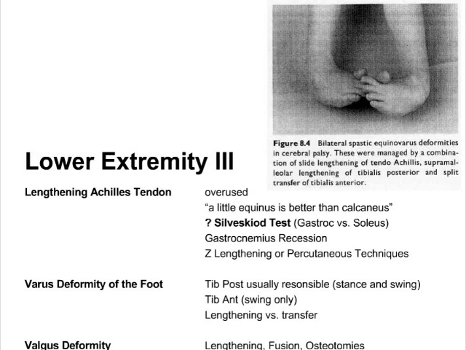Varus deformity of the foot is far more common than a valgus deformity, and it's tib post that's usually responsible for this. Interestingly, tib ant can also be responsible for varus deformity, the difference clinically being that deformity will be present in both stance and swing phase of gait when tib post has the spasticity, but in tib ant will only be present during the swing.